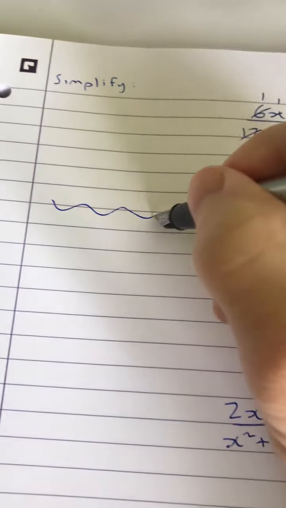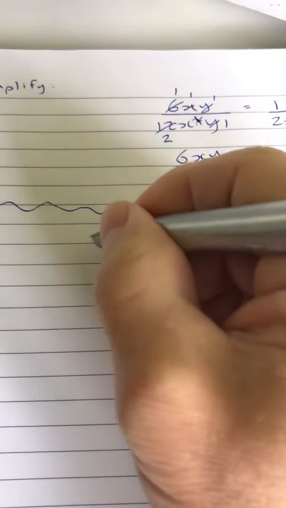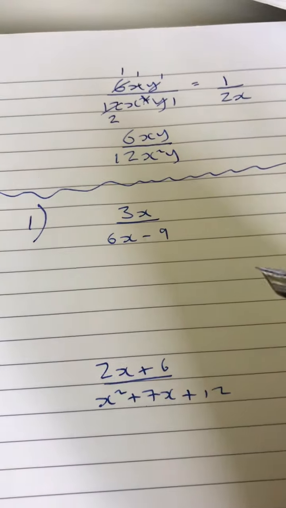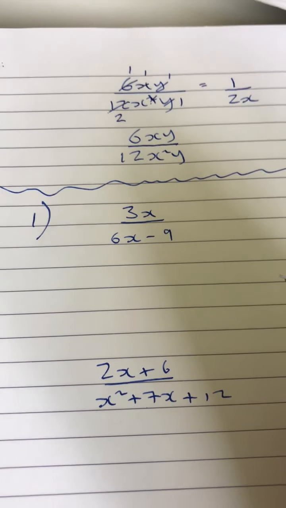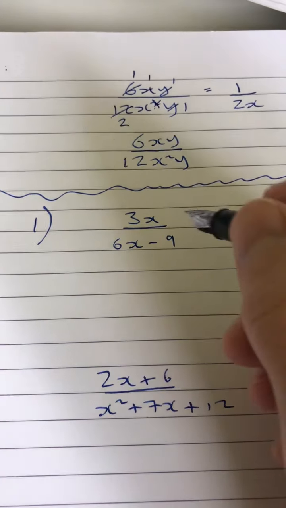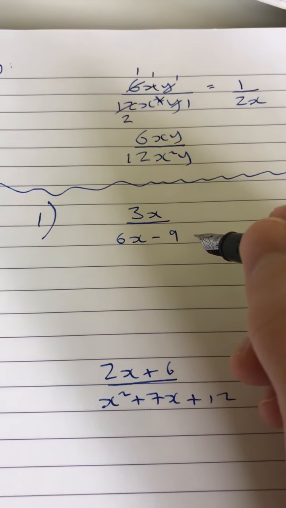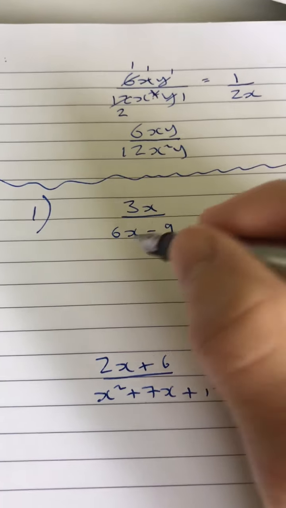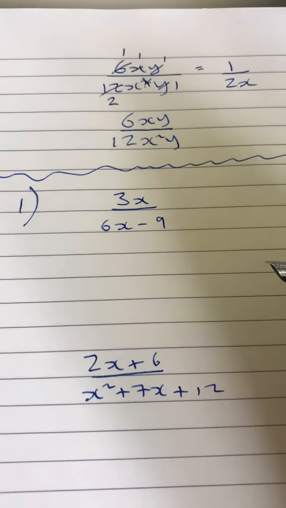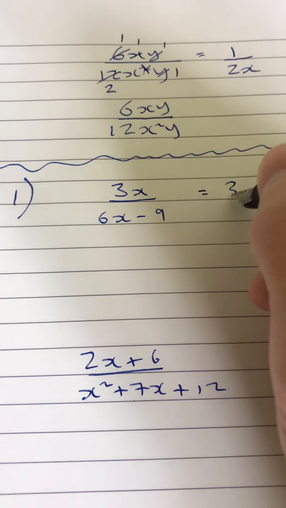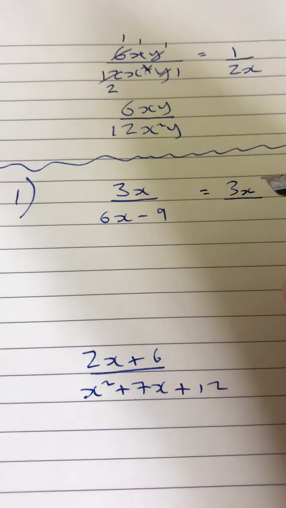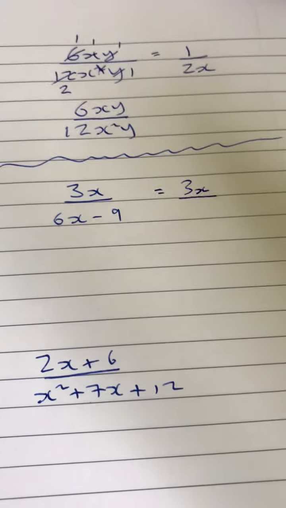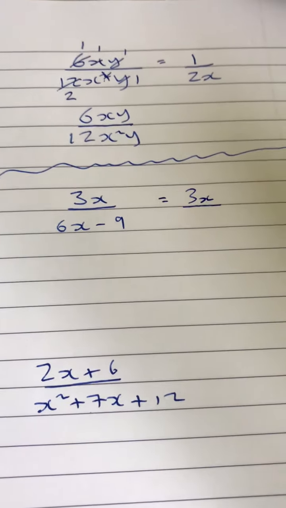But say we look at this example here, which I'm going to call big important example number 1. Say I wanted to simplify 3x over 6x minus 9. Well, these aren't written, at least the bottom bit isn't written like a multiplication of letters and numbers. It's 2 separate bits. The top it's 3 times x, but the bottom isn't. So what I'm going to do is write the bottom in factorized form.